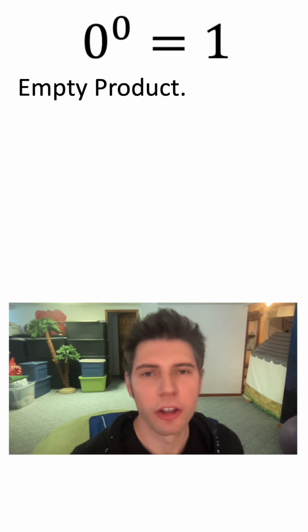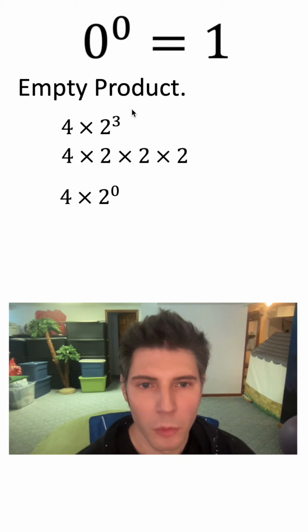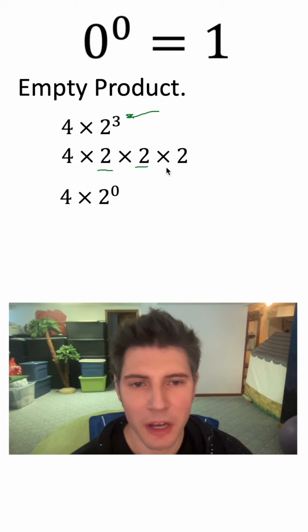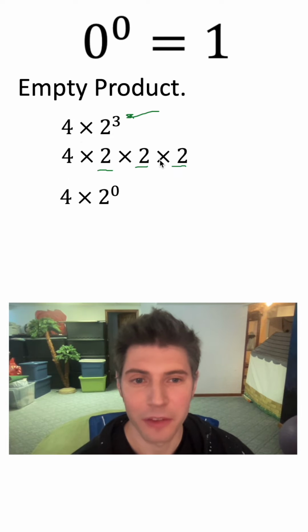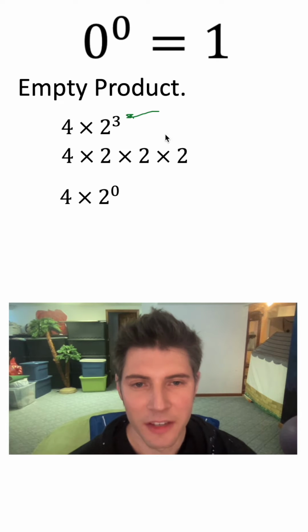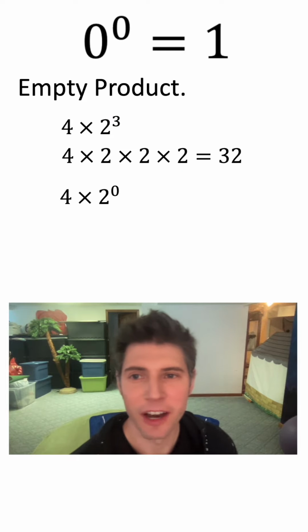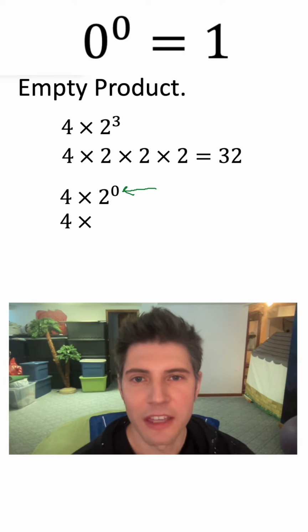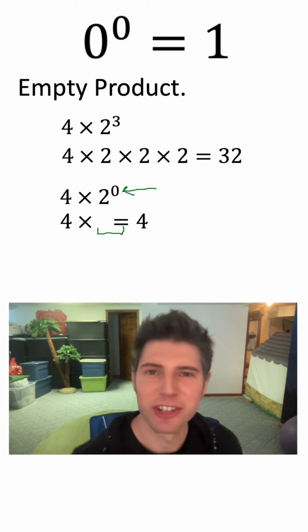Here's why. It's called the empty product. It's what happens when you multiply by no factors. What this 3 means is that we are multiplying by 3 2's. That changes the number, because when we multiply 4 by 3 2's, it now becomes 32. It's the fact that there are a certain number of 2's here that changes it. Now, if there were no 2's here, we call it the empty product because there's nothing here. It's not being multiplied by anything. The answer is still going to be 4.